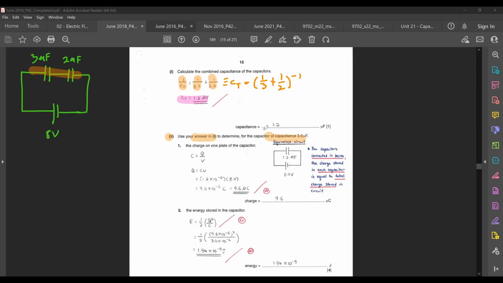the capacitor of capacitance 3 microfarad, the charge on one plate of the capacitor. Okay, so when they say charge on one plate of the capacitor, it's really talking about the charge that is seemingly stored by the capacitor itself. Okay, so here the 3 microfarad is this one.